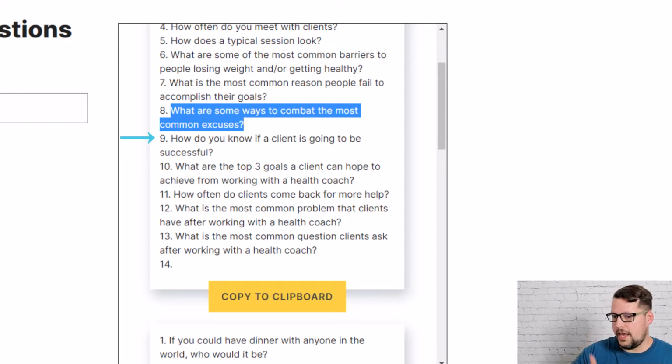As a health coach, what are the things that make a customer more likely to be successful, right? What are the top 3 goals a client can hope to achieve from working with a health coach? How often do clients come back for more help? Ooh, the hard-hitting questions. What is the most common problem that clients have working with a health coach? And what is the most common question clients ask after working with a health coach?